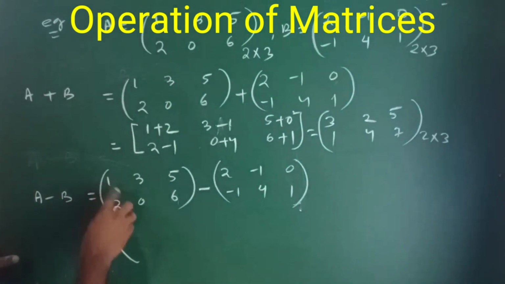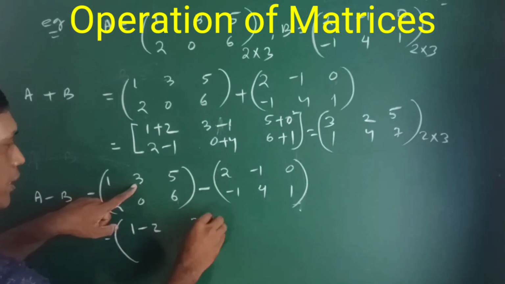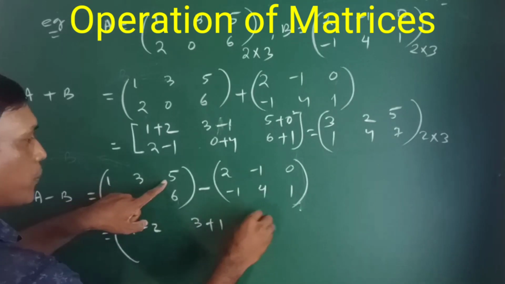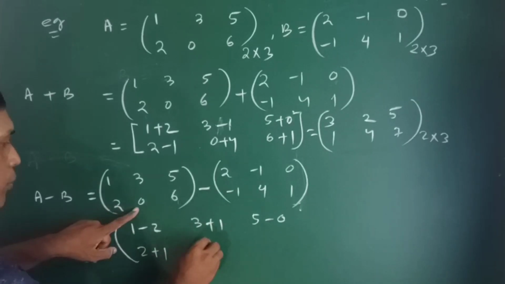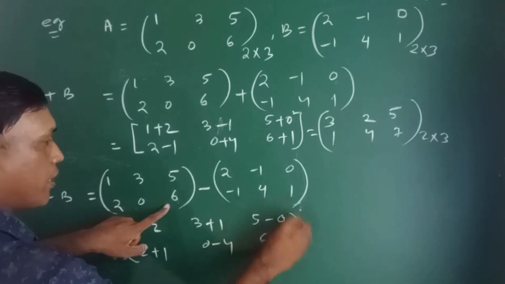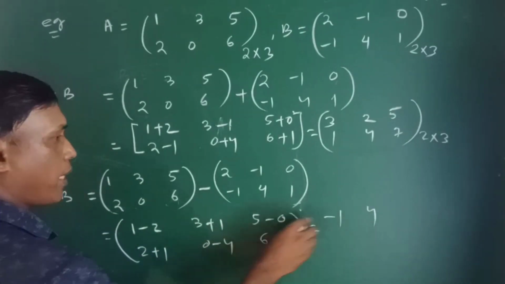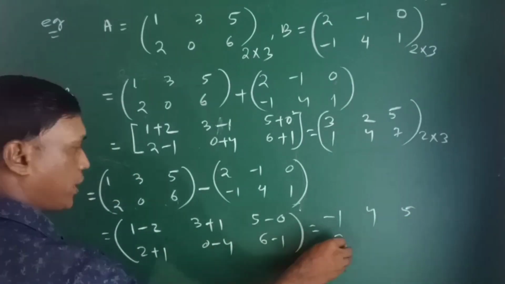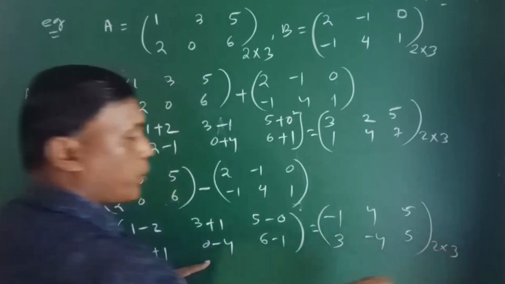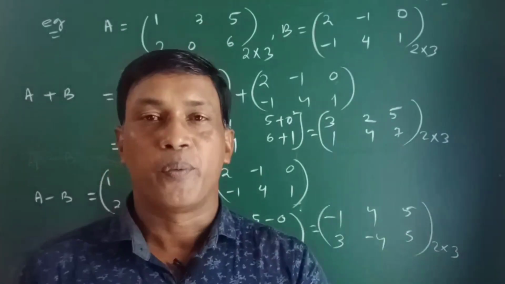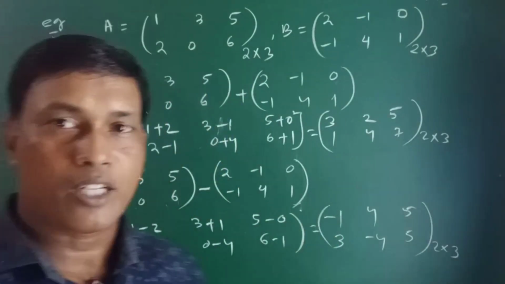How? 1 minus 2, 3 minus minus 1 means 3 plus 1, 5 minus 0, 2 minus minus 1, this is 2 plus 1, 0 minus 4, 6 minus 1. And the matrix is 1 minus 2 is minus 1, 3 plus 1 is 4, 5 minus 0 is 5, 2 plus 1 is 3, 0 minus 4 is minus 4. So this is a matrix of order 2 cross 3, and in this way we can find A plus B, A minus B. So this is the addition and subtraction of two matrices.